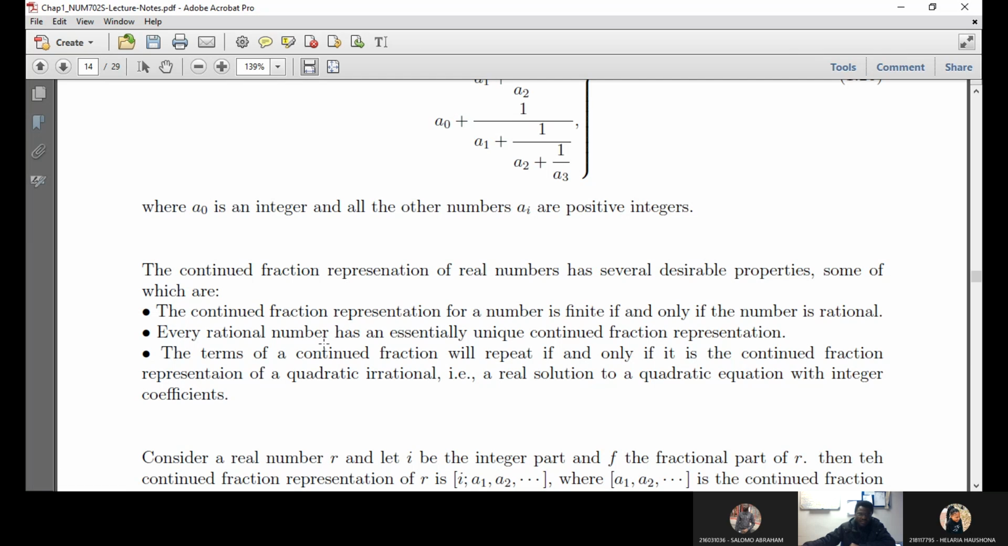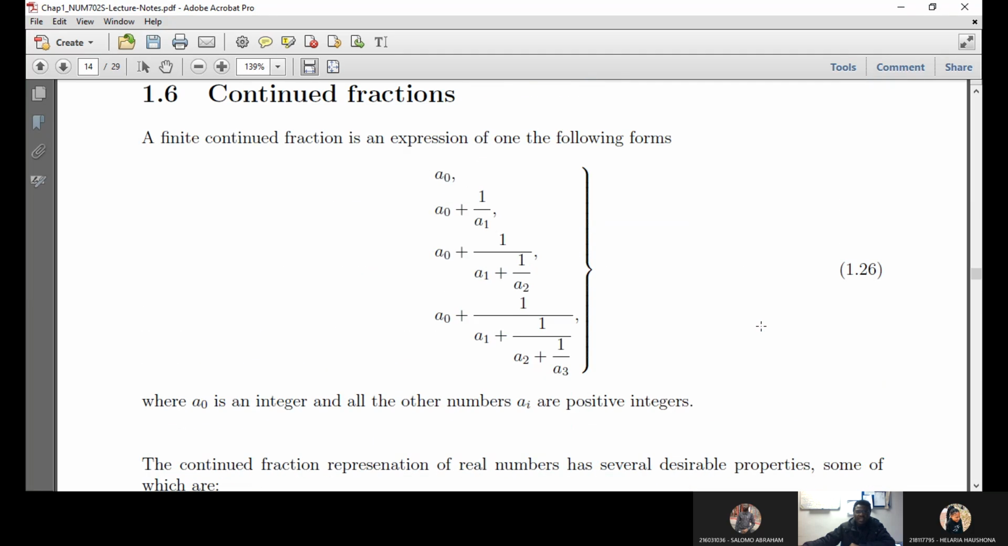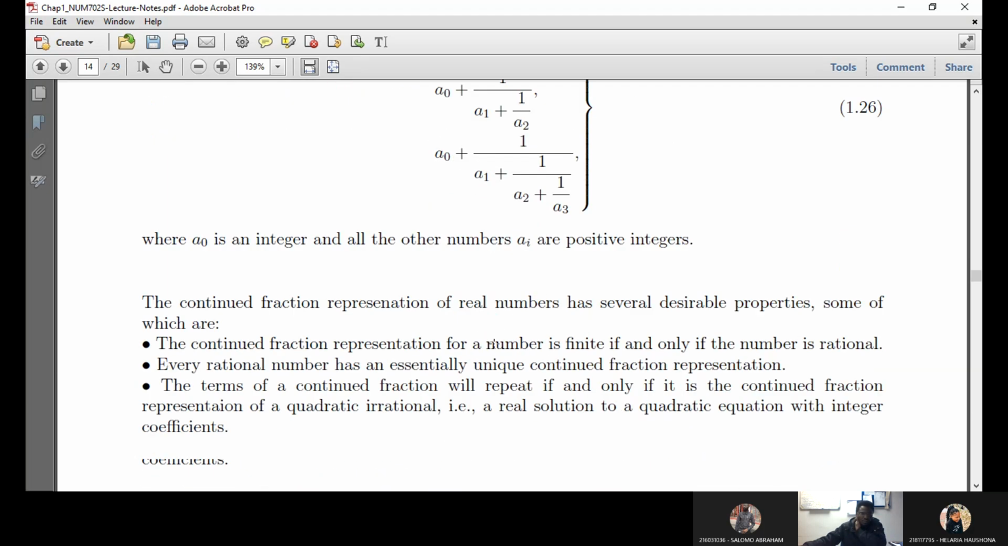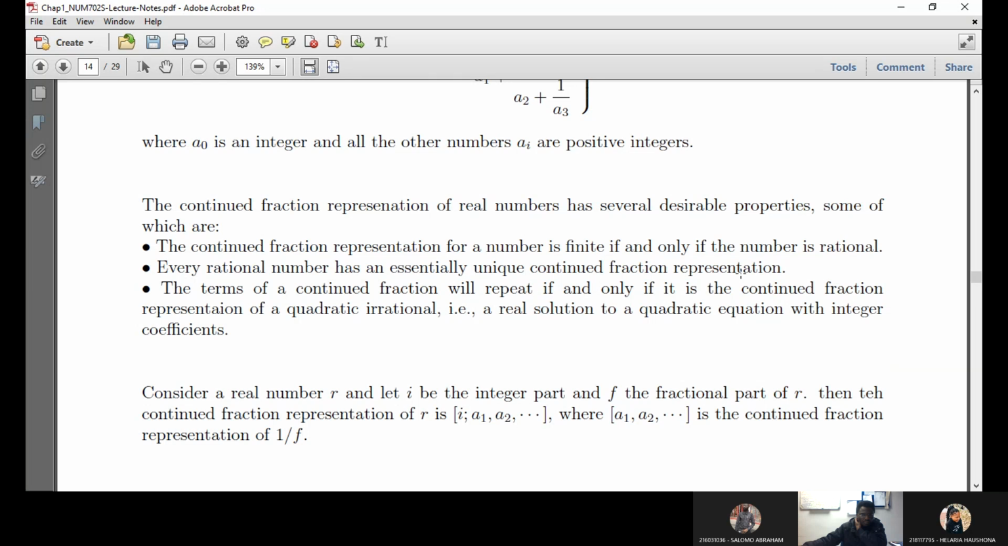Every rational number has an essentially unique continuous fraction representation, meaning that if we are given a rational number to expand in continuous fraction form, all your coefficients here, A0, A1, A2 up to AN, because it will be finite, will be exactly the same. They should not differ. So the representation should be unique for a rational number.